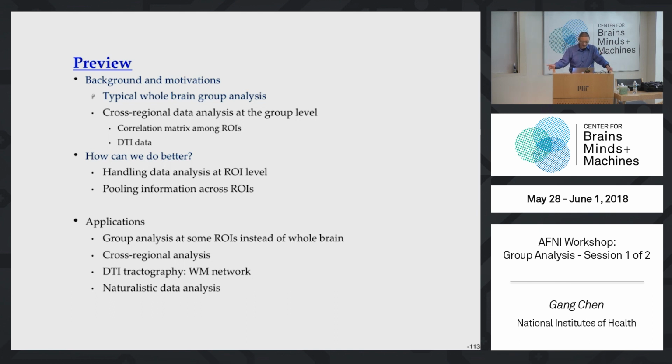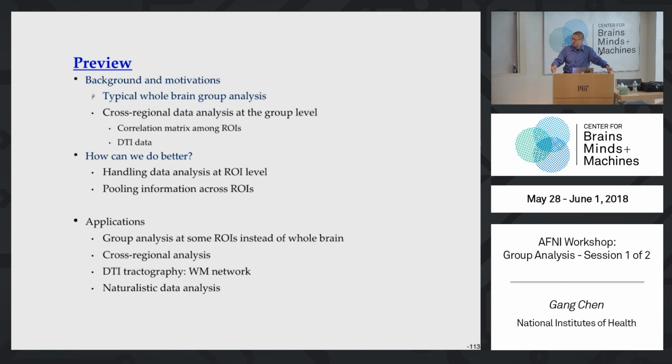Of course, there are a couple of other scenarios, like the so-called graph theory, right? For example, with resting-state data, you calculate the correlation matrix among some number of ROIs, like 200 ROIs. You have the correlation matrix from each subject. How do you handle group analysis? So that's another motivation for me.